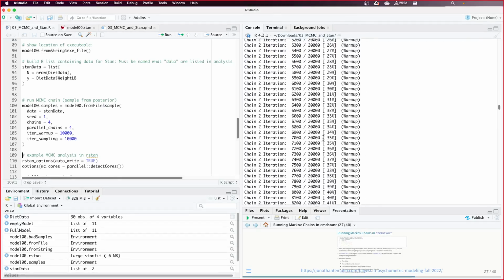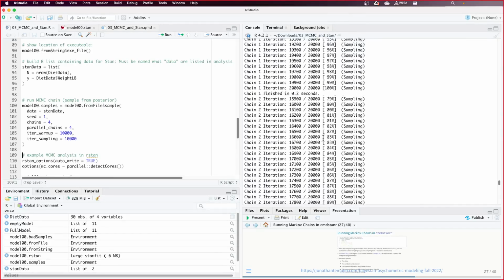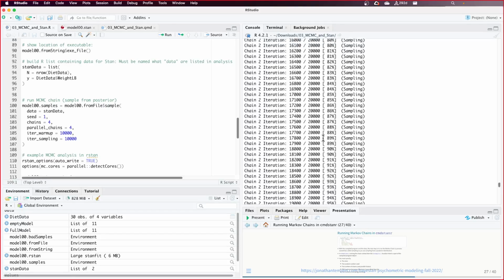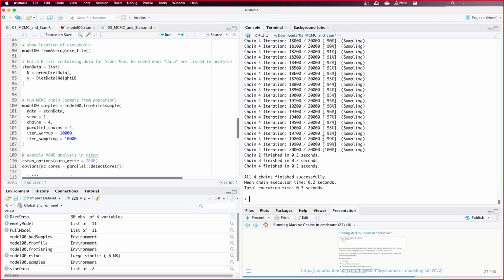Chain 1, 2, 3, and 4 here, although these do not look to be in parallel. Wait, there we go. Got a little mix of 3 and 4 here. Maybe not. Anyway. So it tries to run these separately in separate processes on your machine. They all ran, everything finished, which is great.